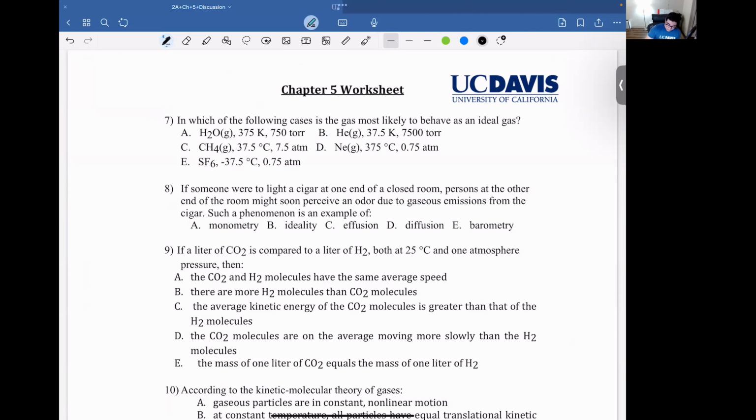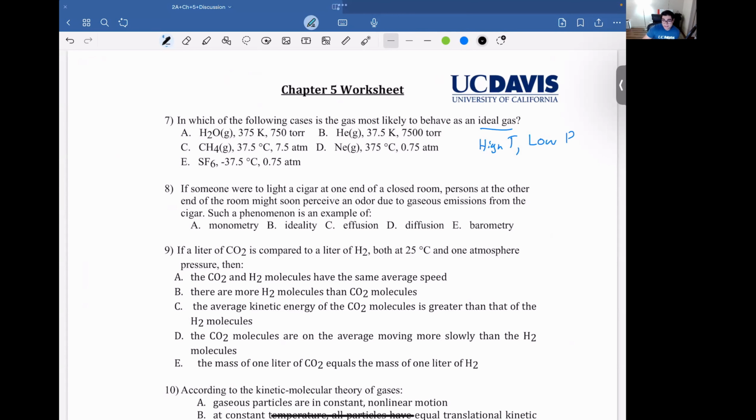Well, we have for A, water at 375 and 750 torr. So that's about 1 atm. Then we have B, helium at 37.5 Kelvin. That's very low temperature and very high pressure, so it's not going to be B. C, we have methane at 37.5 degrees C. That's about 305 Kelvin and 7.5 atm. So that's a high pressure, so that's also not going to work. Again, let me just write this in. High temperature, low pressure.